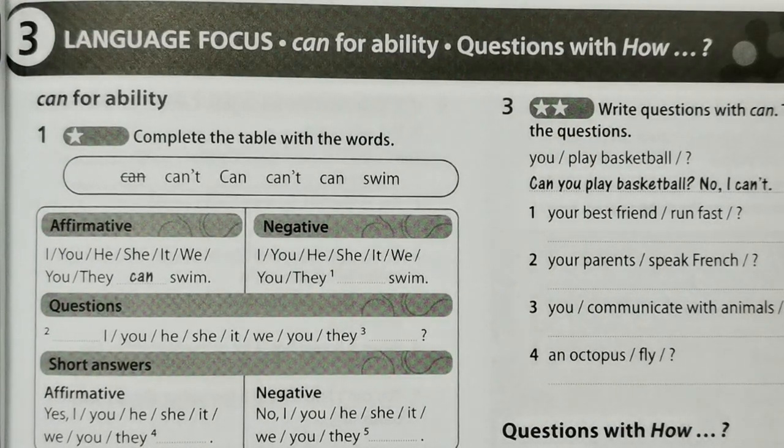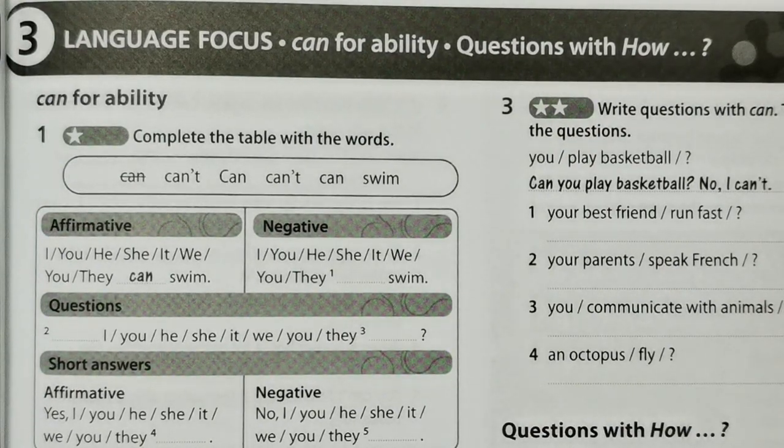Okay, pupils, we are on this Year 5 English Plus 1 workbook on page 31. We are on Unit 3. So today we are going to learn some grammar. This is the language focus. We have this modal verb can. Today we are going to use it for ability, meaning this modal word.